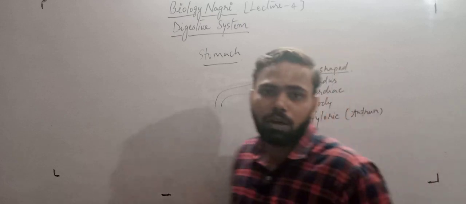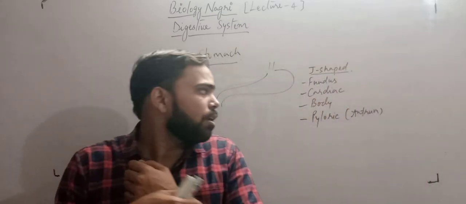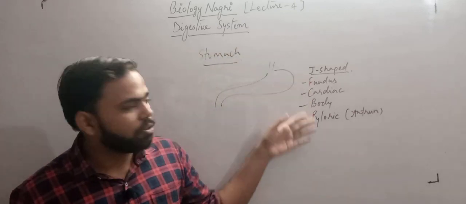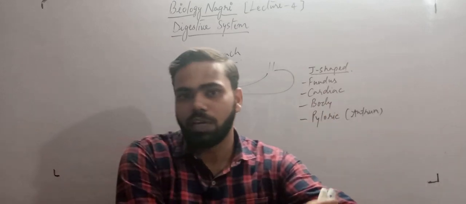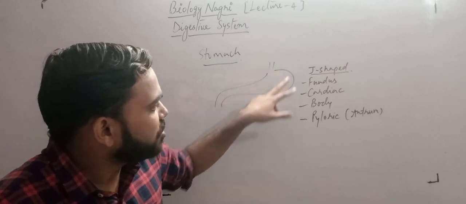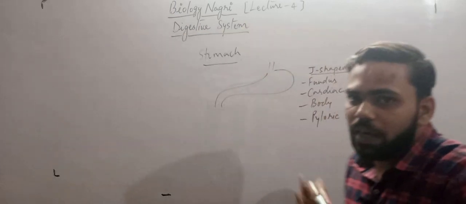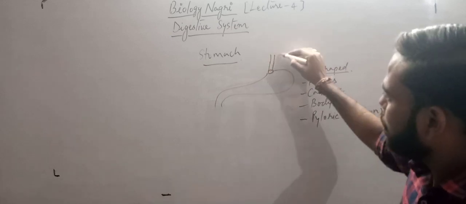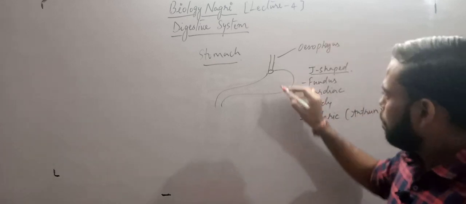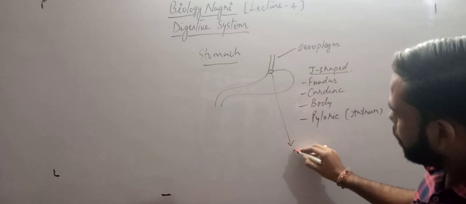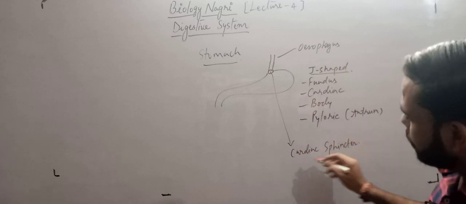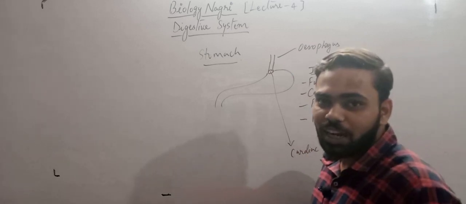When we go through an old edition book, the division is into 3 parts only, but in the new edition, the stomach has been divided into 4 parts. The body part is added as new. Now, the stomach is a J-shaped muscular organ into which the esophagus opens. The esophagus opens into the stomach by a sphincter called the cardiac sphincter, named after the cardiac part of the stomach.